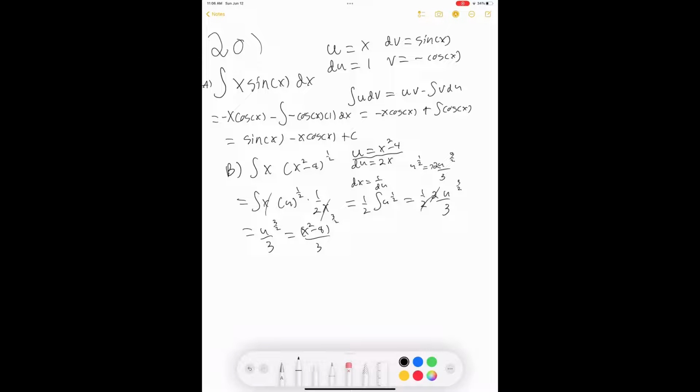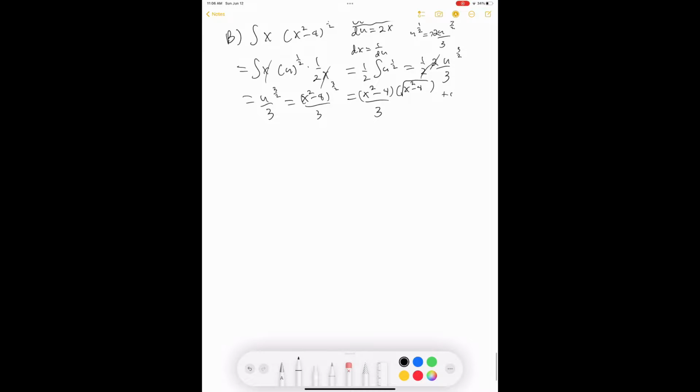That's the same thing. So we got what was just said before, all over 3, right? Because that 3 didn't cancel out, the 2's canceled out. So that's how you do this one, use substitution.